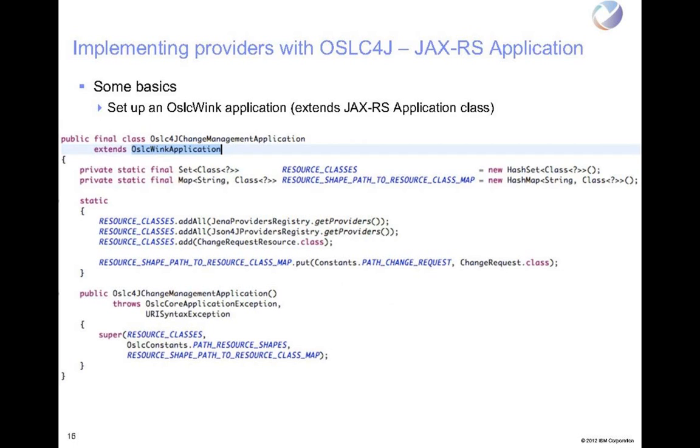So let me go to the next slide. I've got some snippets of sample code in here, and let's just talk about a couple of them quickly. I just wanted to give some examples of the core things that you need to do to use OSLC for J to create an integration. One thing you can certainly do is use the change management or any of the other samples as a starting point. Copy and paste those into a new project and start modifying them to get started.